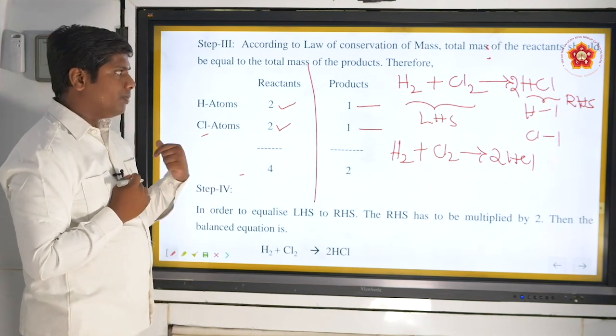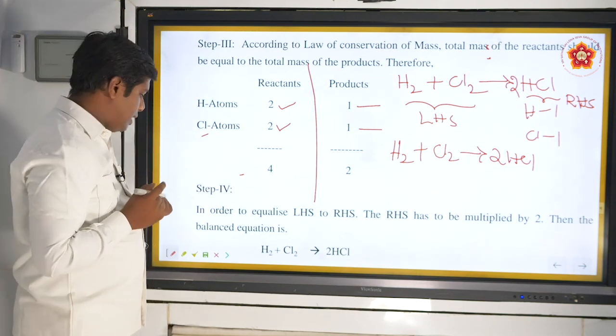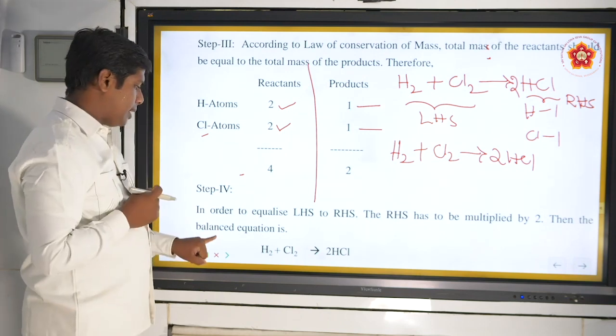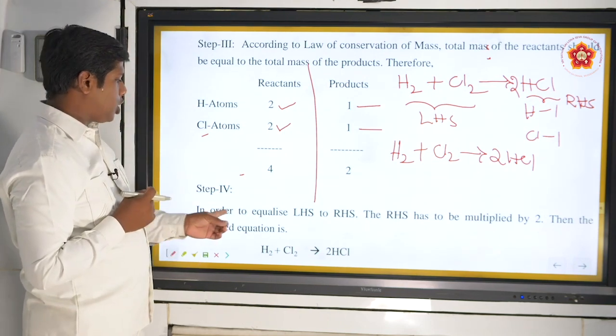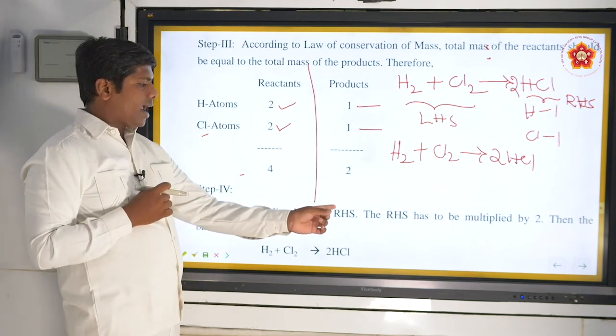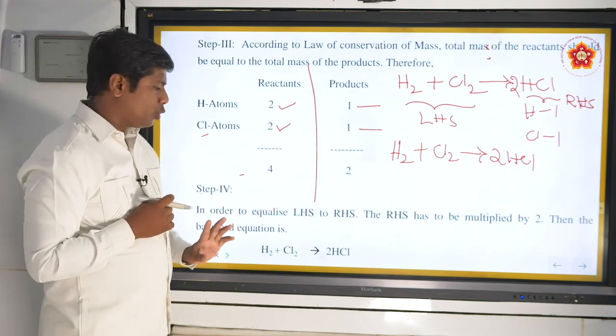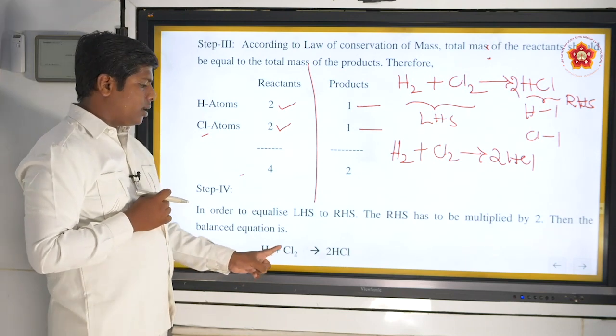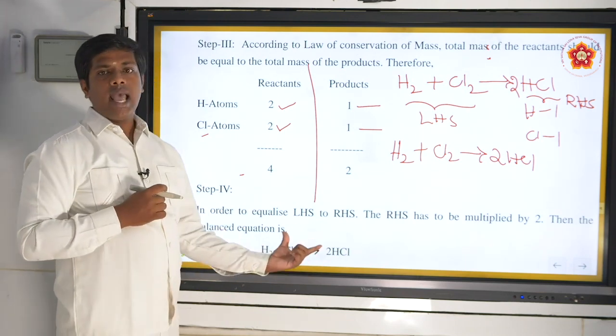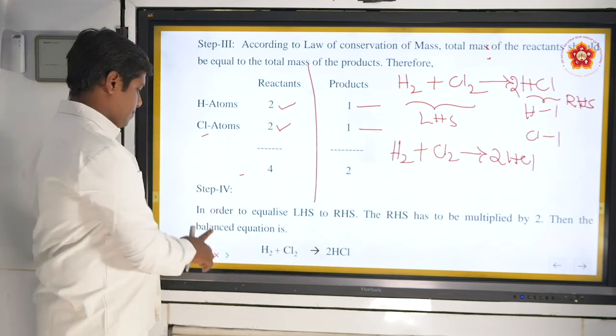Please be attentive. Once again I will teach you. This is the fourth step. In order to equalize the right hand side to the left hand side, LHS has to be multiplied by 2. Then the balanced equation is H2 plus Cl2 gives us 2HCl. This is balancing a chemical equation.